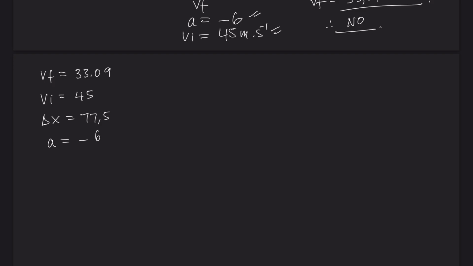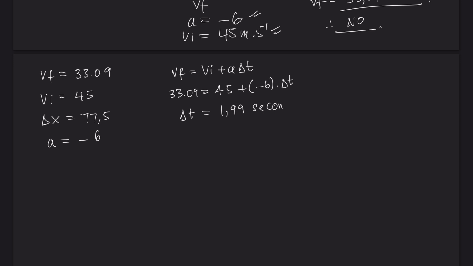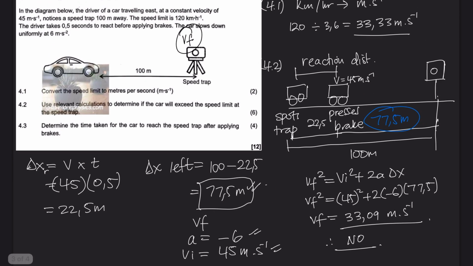We have more than enough quantities to work out the time. So to work out time, let's use the first one. VF equals VI plus A delta t. 33.09 equals 45 plus -6 times delta t. I solve for delta t, and delta t is then equal to 1.99 seconds. So in other words, it has taken this driver 1.99 seconds to travel from this point to the speed trap.